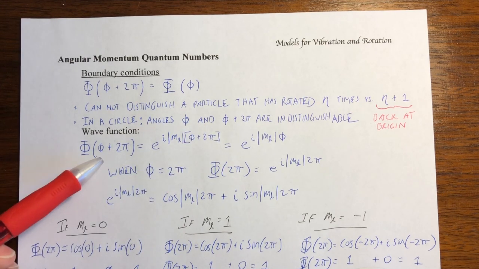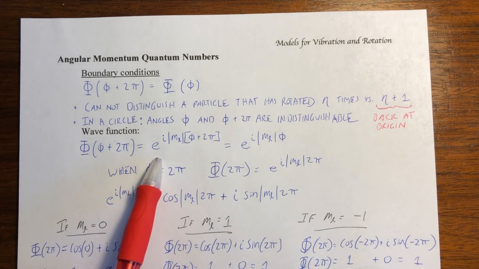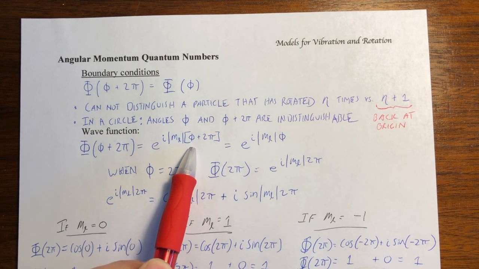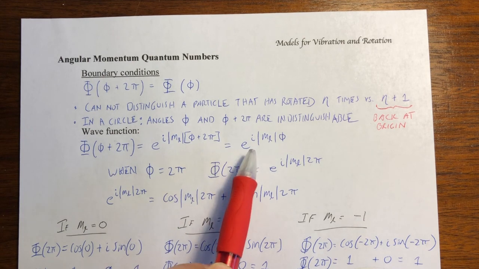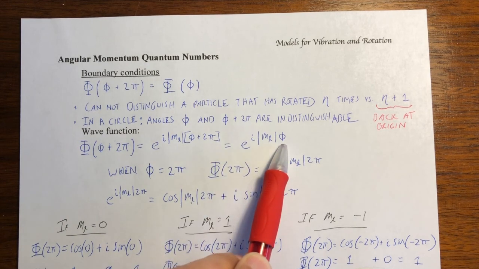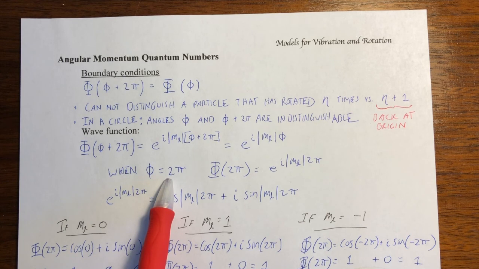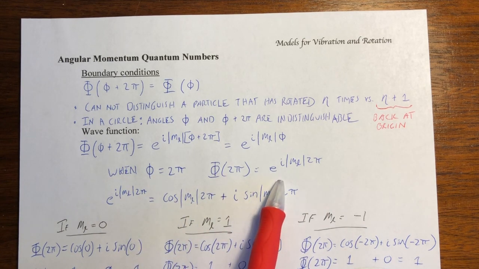So capital Phi of phi plus 2 pi is equal to our wave function in its exponential form, e raised to the i times m sub l times quantity phi plus 2 pi, which is also equal to e raised to the i times m sub l times phi, because phi plus 2 pi is indistinguishable from phi. So when that angle is equal to 2 pi, we can say that our wave function of 2 pi is equal to e raised to the power of i times m sub l times 2 pi.